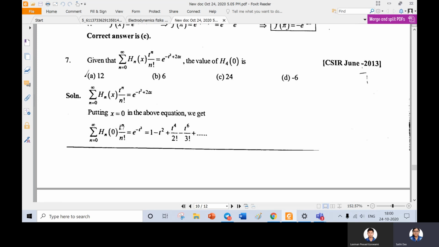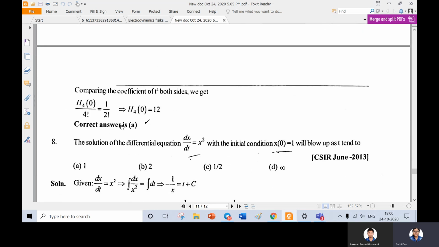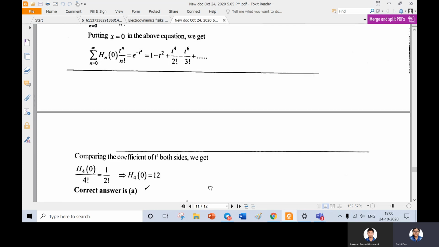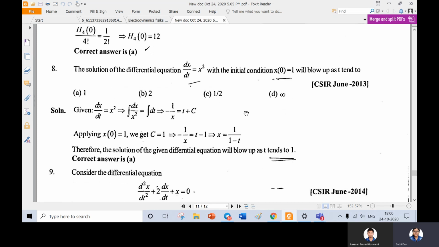For the first term, the 0 term, t to the power 0 becomes 1. T to the power 1 would be t, but there is no term of t, so it should be 0. And for H4, the t to the power 4 term is necessary. The coefficient of t to the power 4 is 1 by 2 factorial. So H4 at 0 divided by 4 factorial equals 1 by 2 factorial. So H4 at 0, that is at x equals 0, is 12. So the correct answer is option A.